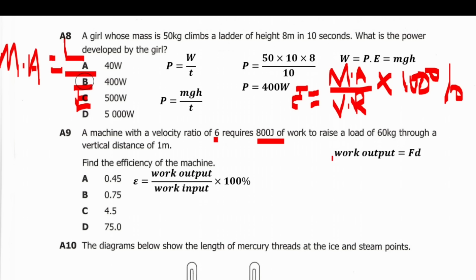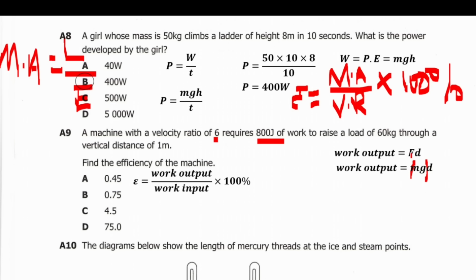Work output here is going to be force times distance. And we know that this force here will be calculated by mass times acceleration due to gravity. Why? Because in raising this object up through a distance of 1 meter, the 800 joules will be doing a work against gravity. And that work against gravity is always mg. So force will be mg times d.